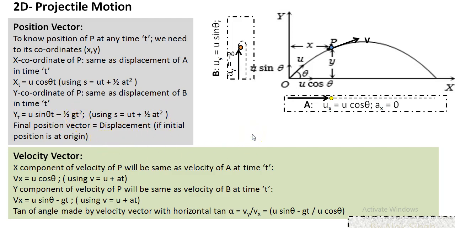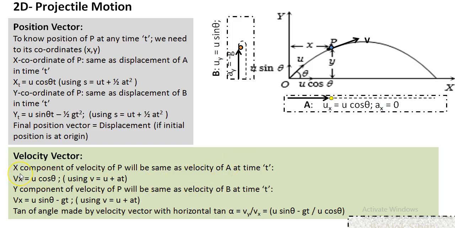So this way, for any value of t, we can find the x and y coordinates of projectile P, which is having a two-dimensional motion. Next, we can also find the velocity vector of particle P at any instant of time. Because of the presence of acceleration, velocity will keep on changing, so we can find the value of the velocity vector at any instant of time t.